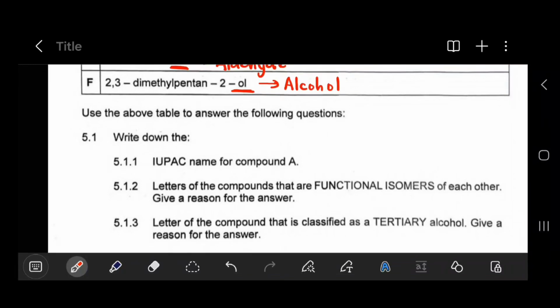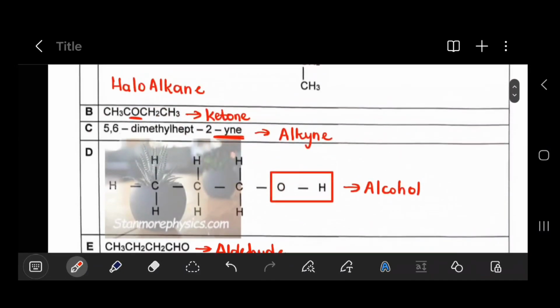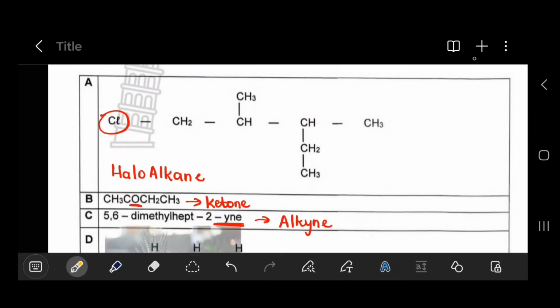5.1.1 says, write down the IUPAC name for compound A. So let's have a look at compound A. In order for us to write down the IUPAC name, we need to identify the longest parent chain. So let's count. We've got 1, 2, 3, 1, 2, 3, 4, 5, 1, 2, 3, 4. Now if we go the other way, we have 1, 2, 3, 4, 1, 2, 3, 4, 1, 2, 3, 4. So at one point we did count 5. So 5 is the longest parent chain, and that has to be your parent chain. So here you have the first carbon. Here's your second carbon, third, fourth, and fifth.